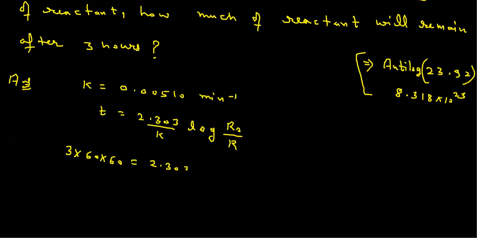2.303. What is the value of K here? So K value is given to you in the question, right? What is the K value? K value is given to you, the rate constant, 0.0051, log R naught. What is the value of R naught? R naught, the initial concentration, is given to you, 0.1, and this is R, right? Because we don't know the final concentration.